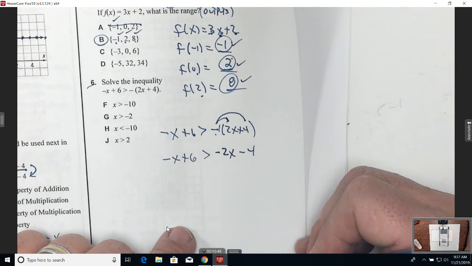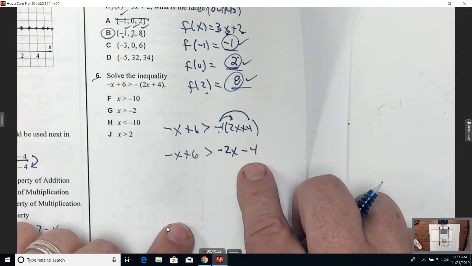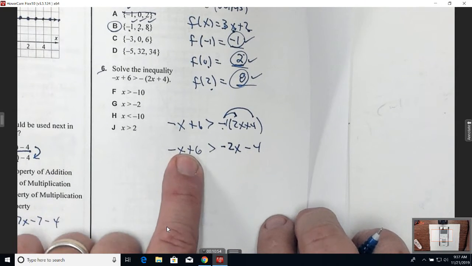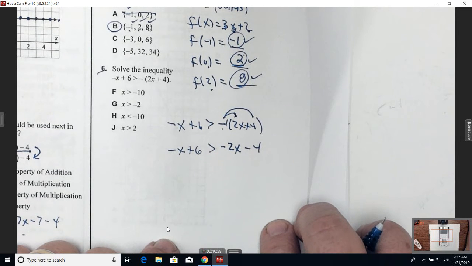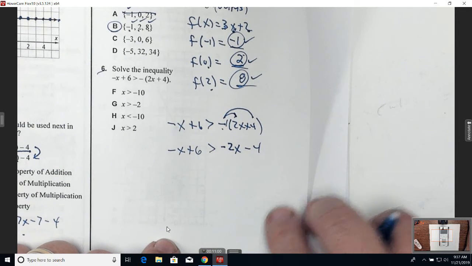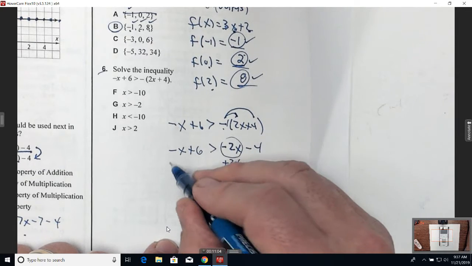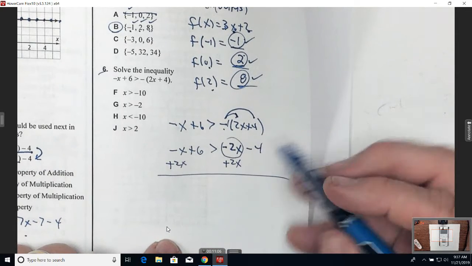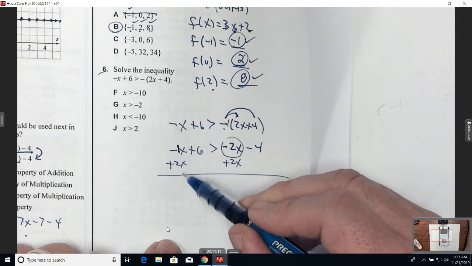Next step, combine like terms. No like terms on the left and the right to combine, because that's a variable with a constant, can't combine it. So then now I get my letters on one side, numbers on the other. So to get rid of this negative 2x, I would add a 2x.